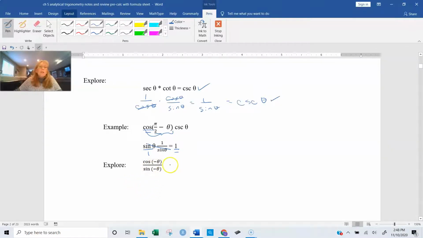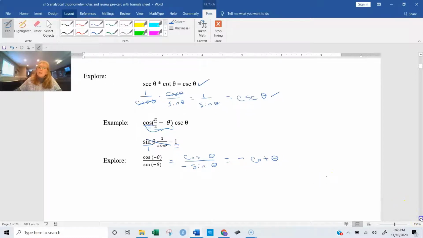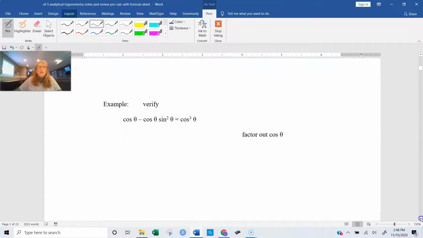You should have realized that the cosine of negative theta is the same as the cosine of theta. All right, the sine of negative theta is negative sine of theta. Remember, the y value goes down. Cosine divided by sine is cotangent, but this time it is negative, so you should have got the negative cotangent of theta. See, aren't these kind of fun little puzzles? Just see where you can get.